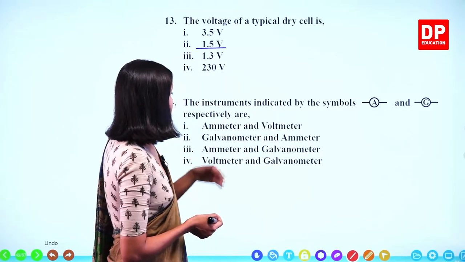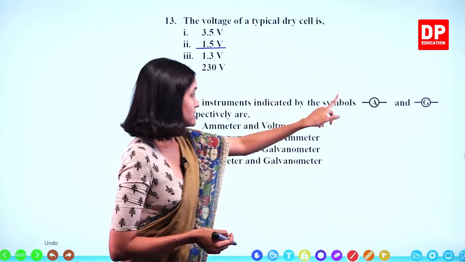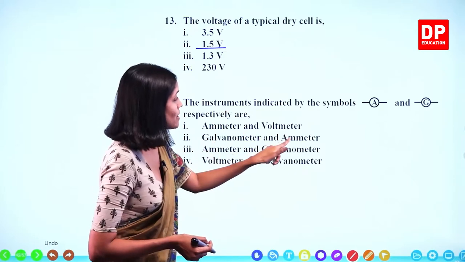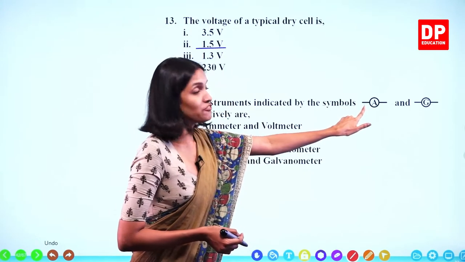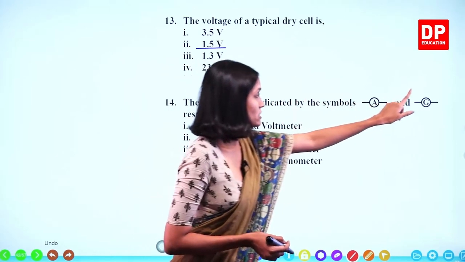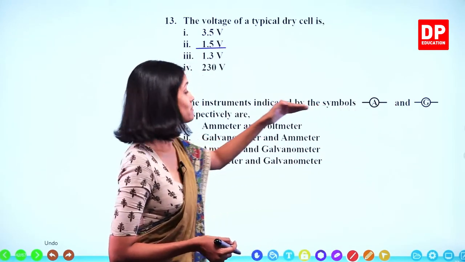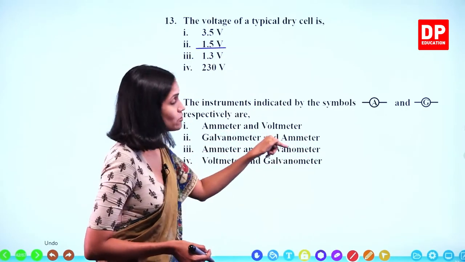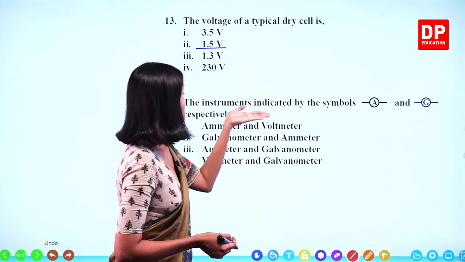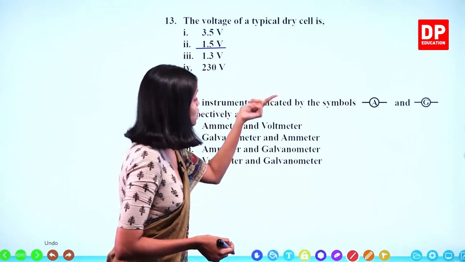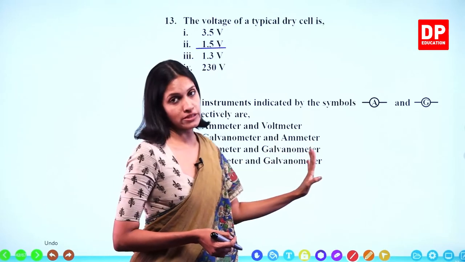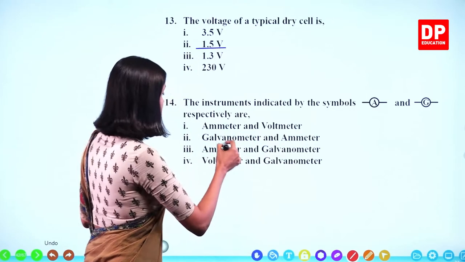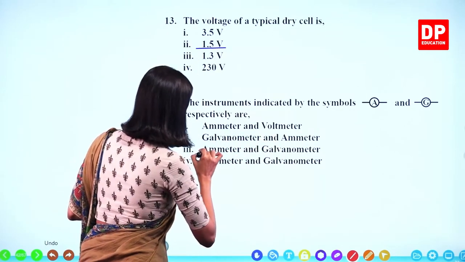Select the answer. Ammeter and voltmeter. Yes, this is ammeter, but this is not voltmeter. Right? Galvanometer and ammeter. This should be the first one. Right? This is actually galvanometer, this is ammeter, but because they are not in order, we can't select the second answer. Ammeter and galvanometer, yes. Because in the question, we have to select the answer in order. Voltmeter and galvanometer, no. Answer is ammeter and then galvanometer. First ammeter, second galvanometer.